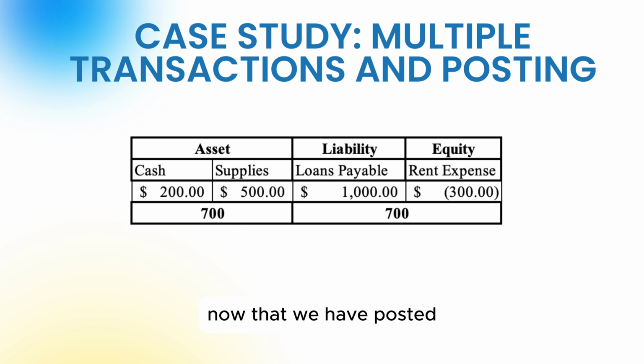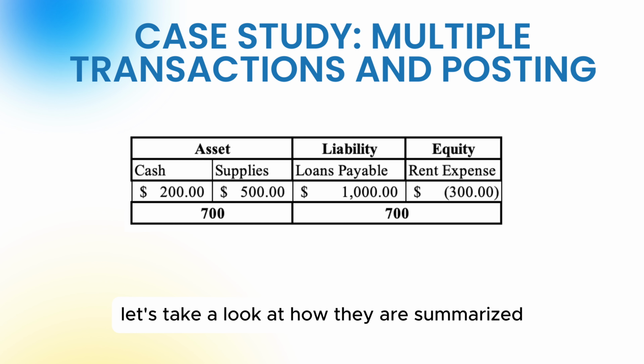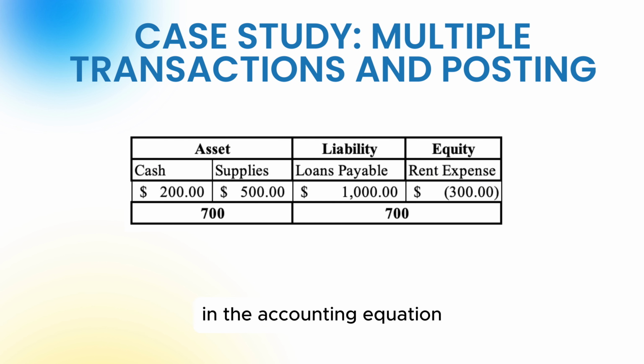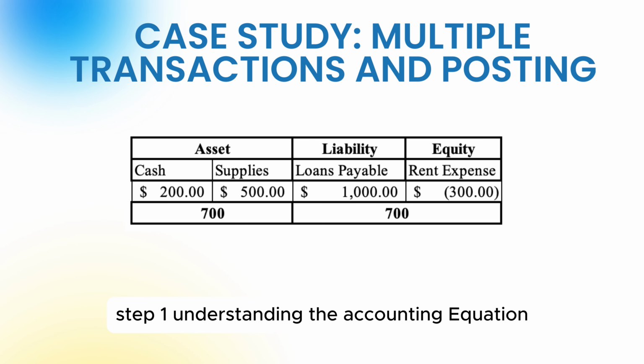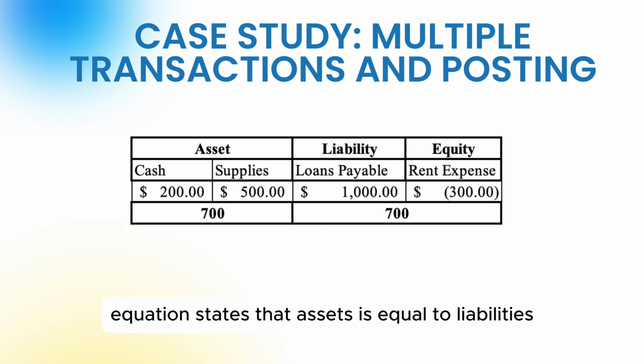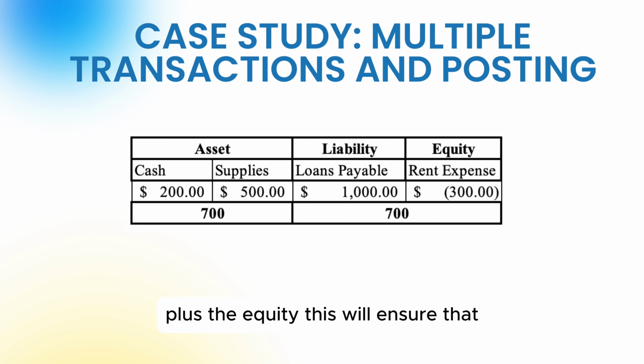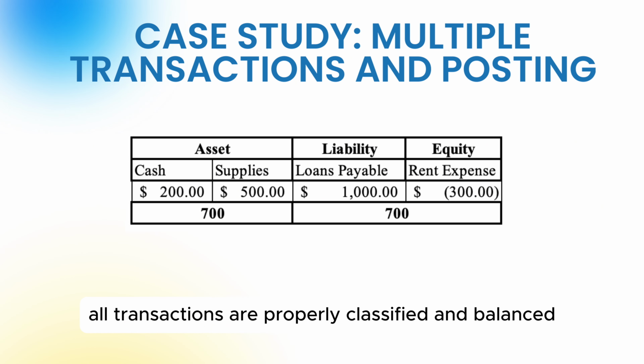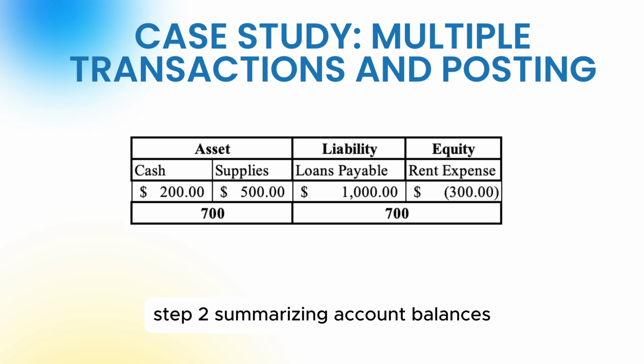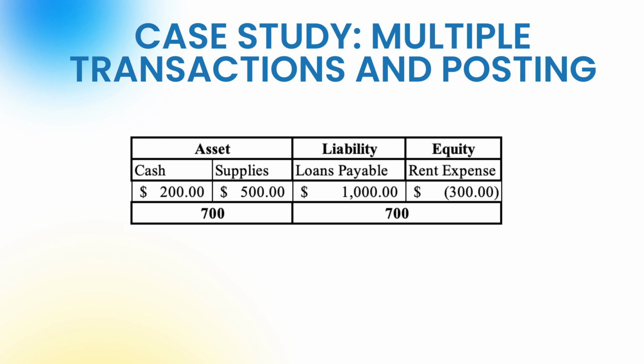Now that we have posted each transaction to the general ledger, let's take a look at how they are summarized in the accounting equation. Step 1. Understanding the accounting equation. The accounting equation states that assets is equal to liabilities plus equity. This will ensure that all transactions are properly classified and balanced.